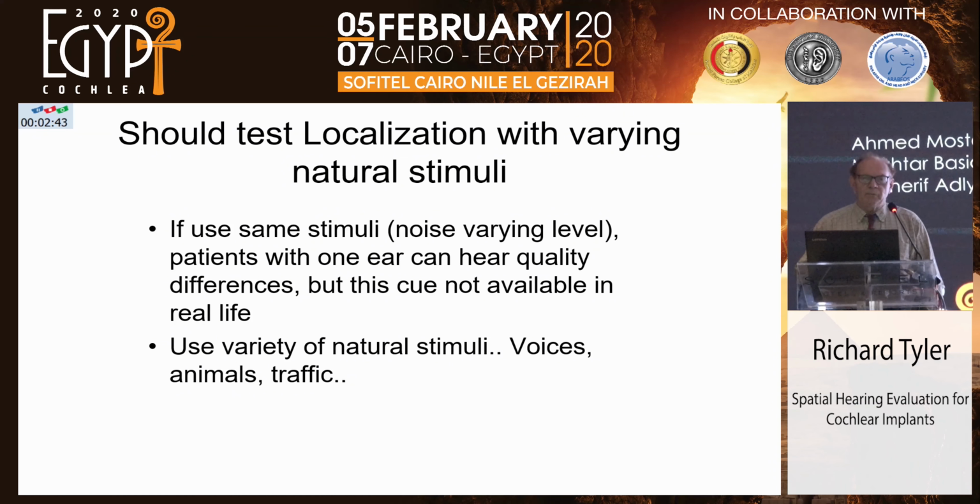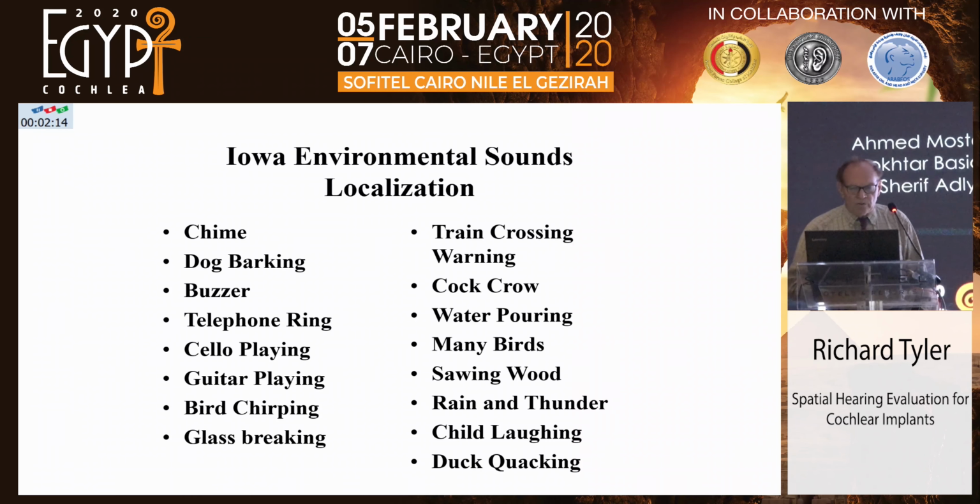If you use the same stimuli to test localization, because of the head shadow effect, people can hear the quality difference of the sound that you're using depending upon where the sound is coming from. But that doesn't happen in real life. In real life, we can't use those quality differences. So it's important to use different stimuli on the tests and, for example, natural stimuli, including animals and voice.